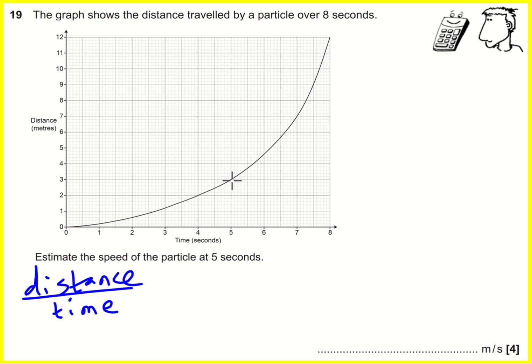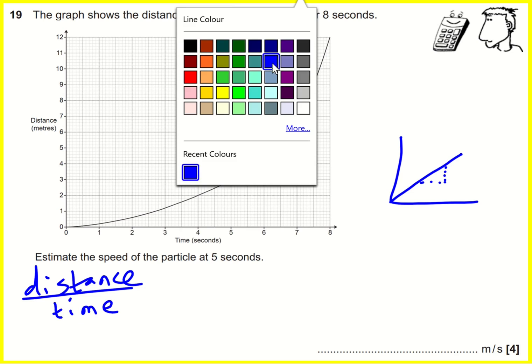That's what gives me the speed, because when you have a constant speed, it still works, because if you have a straight line like so, then distance over time will give you the gradient. But if I do distance over time here, if I do 3 divided by 5, that would give me the average speed over the first 5 seconds, but not the actual speed at 5 seconds.